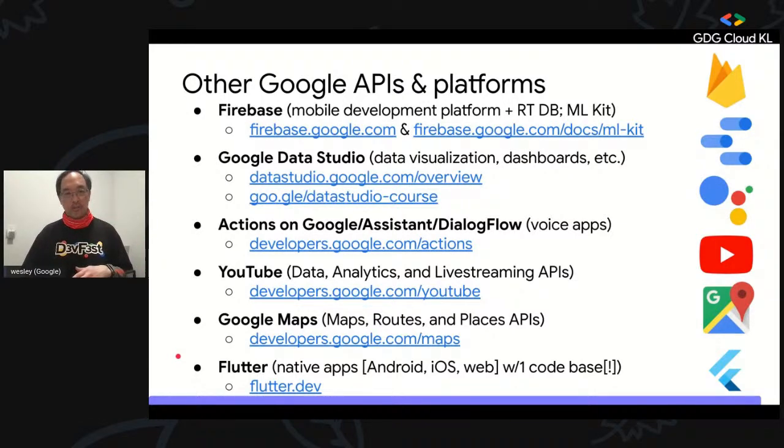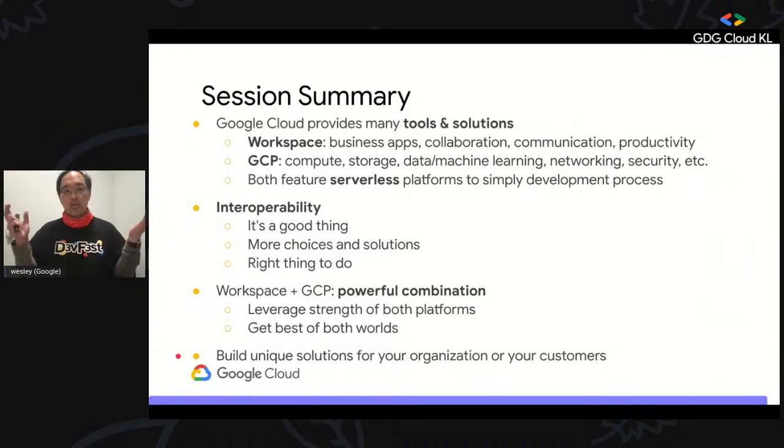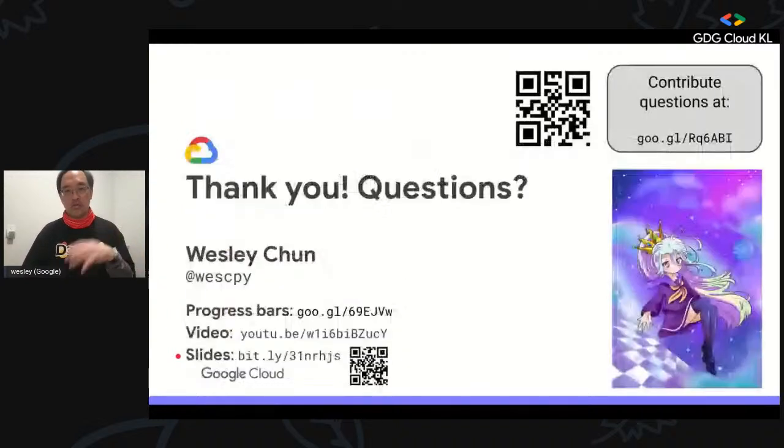So look at Flutter. And to wrap up, Google Cloud has many different tools and solutions. Workspace gives you the business apps, collaboration, communication, productivity tools. GCP gives you all the hardcore cloud processing stuff, but they both have serverless platforms. And it's great that you can use them both together, right? Because you can build more powerful stuff if you use all of cloud, not just part of cloud. And you can build great solutions for yourselves as well as for your customers.